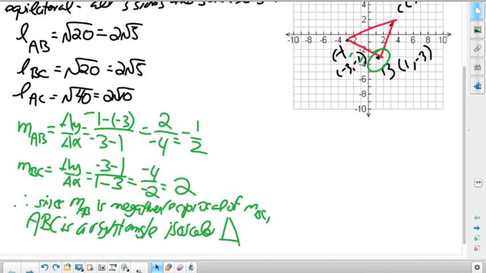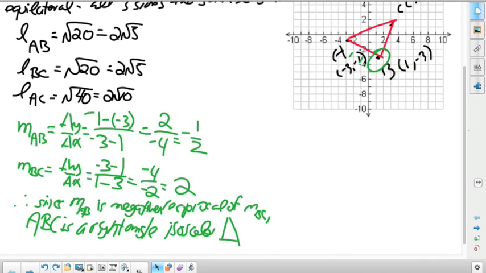Can we get the area of this triangle? Now we need the length of AB, the length of BC, and we can get the area. Area of a triangle? Base times height divided by 2. And because it's a right angle, there's another way that we could actually prove that this is a right angle triangle.